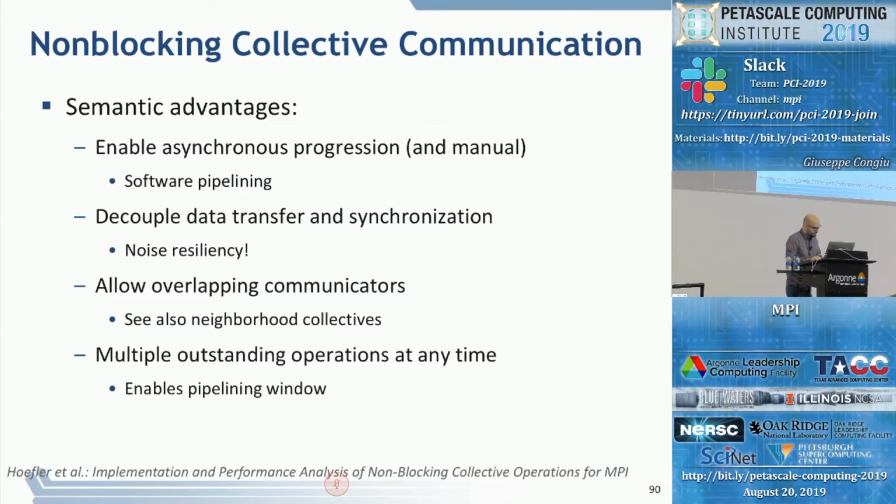I think I already touched on overlapping communicators. Basically, we have seen that all the collective operations have to be called in the same order by all the processes in the communicator. But there are situations in which you have different communicators, for example two communicators that overlap. Although you may issue the collective operations in the same order in all the processes of the two communicators, since some of these processes are shared resources, you may still end up with a deadlock. With non-blocking collective operations, you are allowed to have overlapping communicators and issue different collective operations on them at the same time.